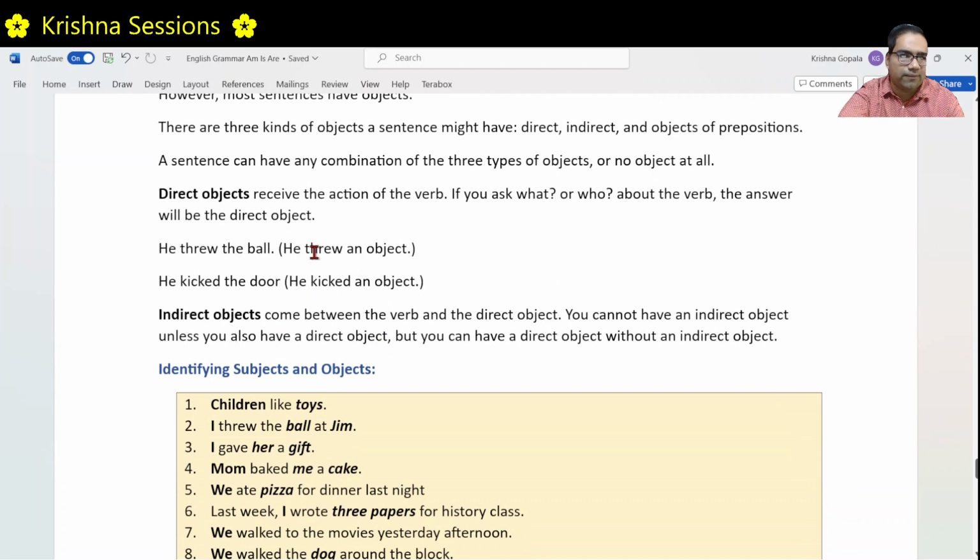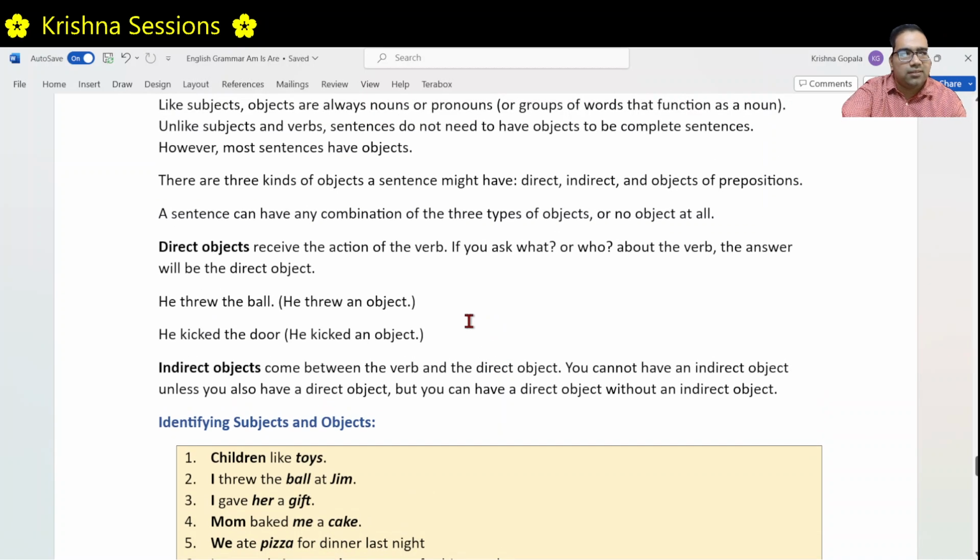We threw the ball at someone. That someone is the indirect object. Right. Mom baked me a cake. Cake is the direct object. Me is the indirect object. Hope you understood this. This is very important.